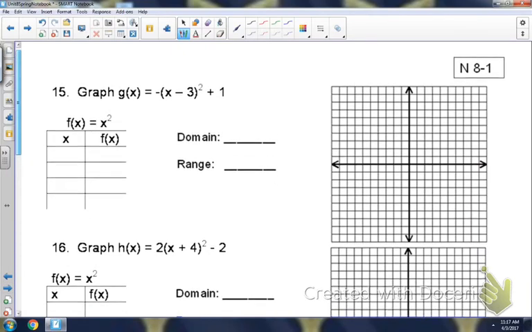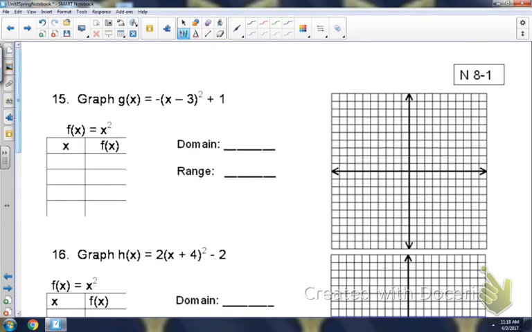Okay, so on 15, you're going to be given multiple transformations from your parent function, but we're always starting with our parent function, f of x equals x squared. Okay, so I want you to write your transformations down first, and then you can find your new function. So the negative in front will reflect it. Inside parentheses, you have x minus 3, so that will be a shift to the right. So right 3. And then the plus 1 on the outside of the parentheses, you're going to be going up. So up 1.